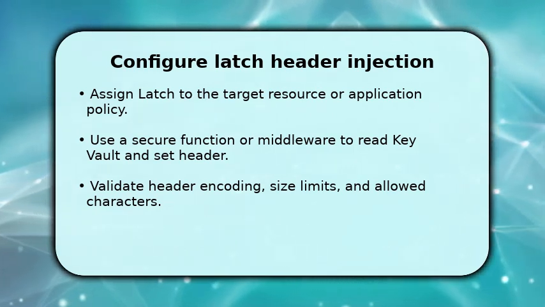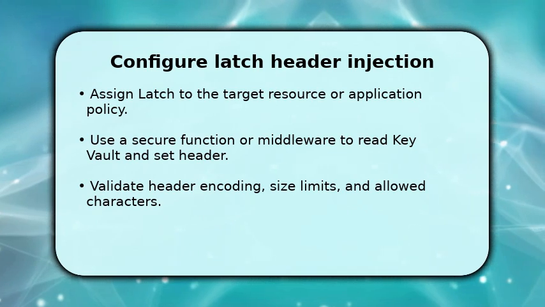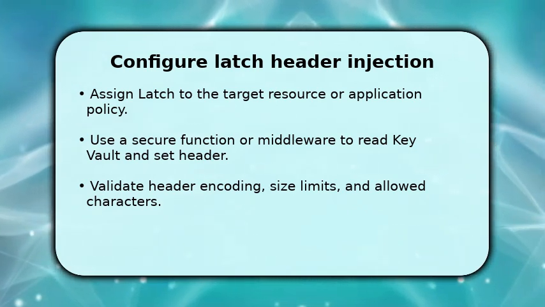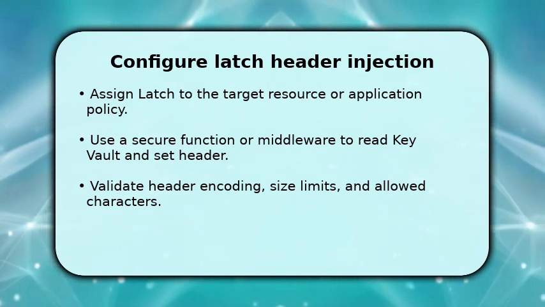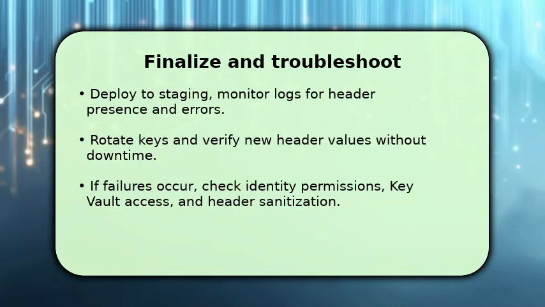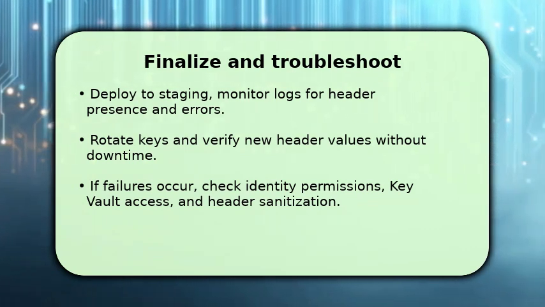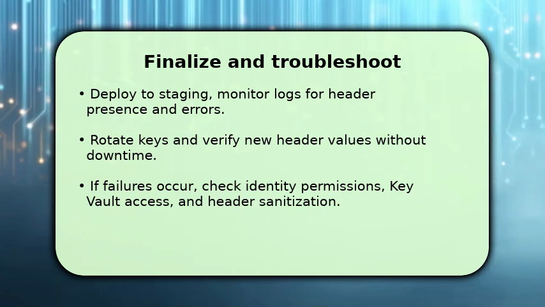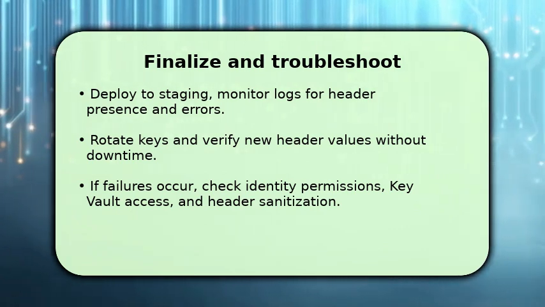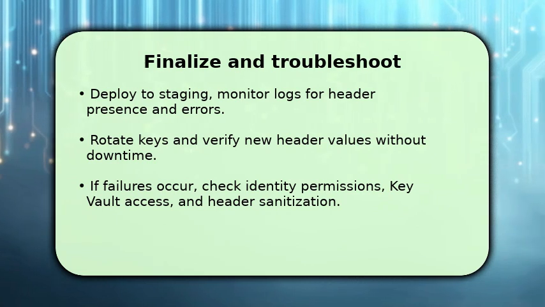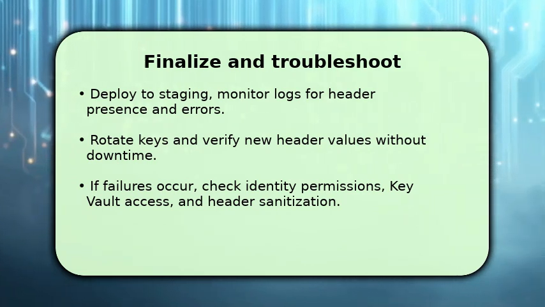Once done, run a dry pass with a non-production endpoint to confirm the header is applied consistently and no downstream service breaks. Finish by deploying the change to staging and monitoring logs to verify the header is present on each request. Use correlation ID for tracing. Rotate keys and test swapping values to ensure no downtime, and enable alerts on failure rates.